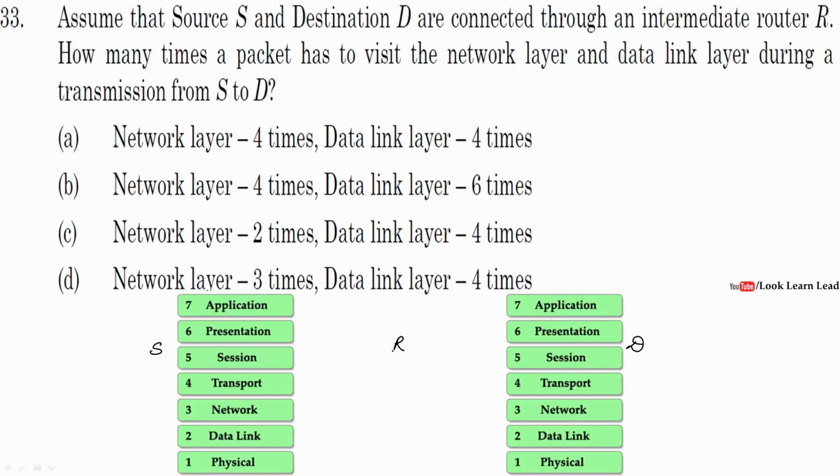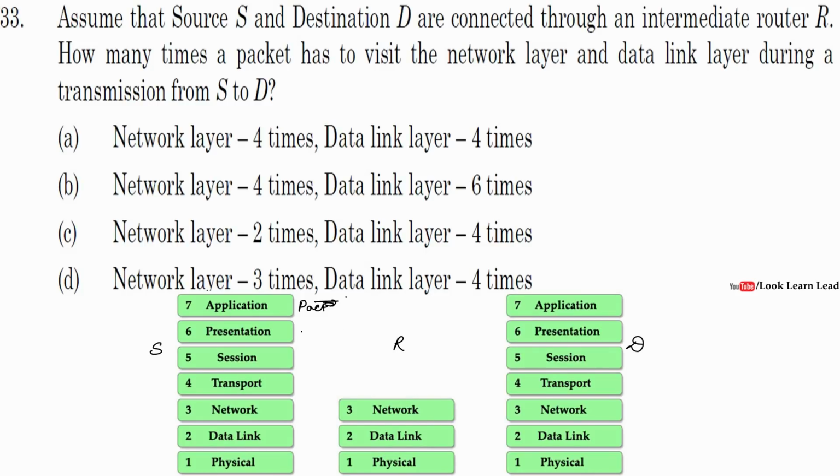How many times does a packet have to visit the network layer and the data link layer during transmission from S to D? We have to transfer this packet from S to D. See, a router is a network layer device, so it would contain only 3 layers: physical layer, data link layer and network layer.